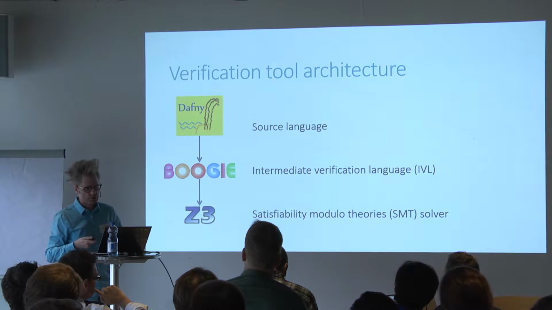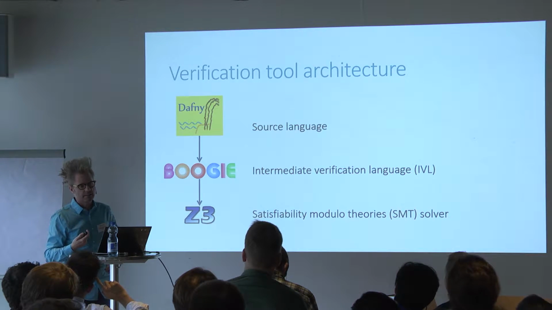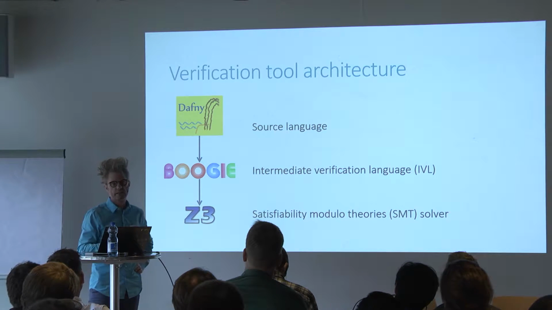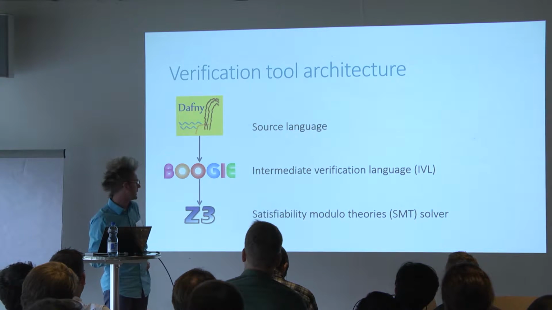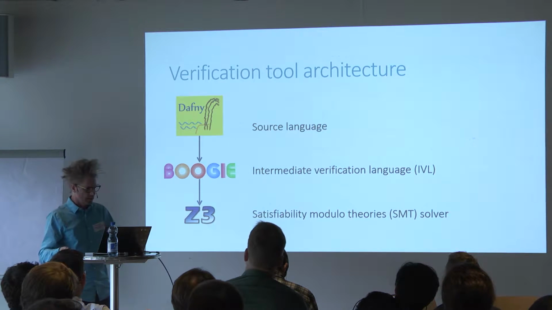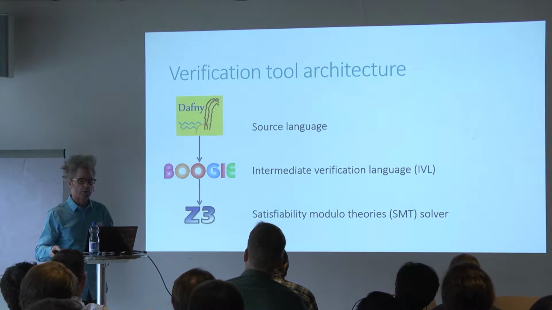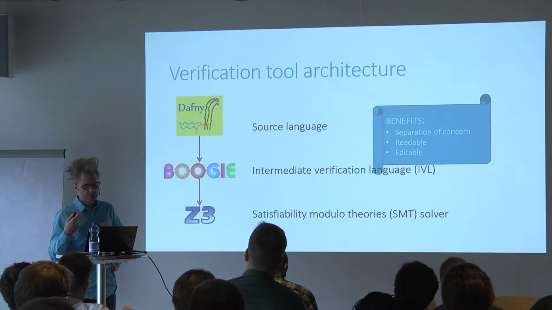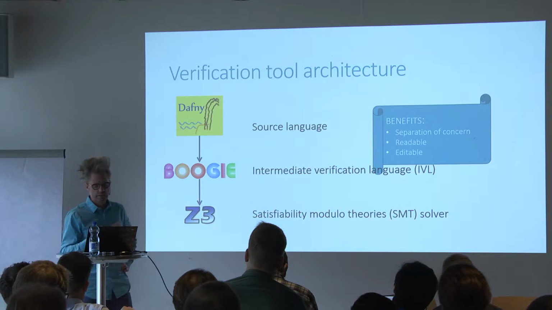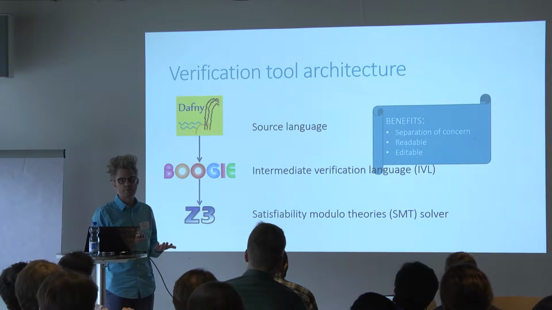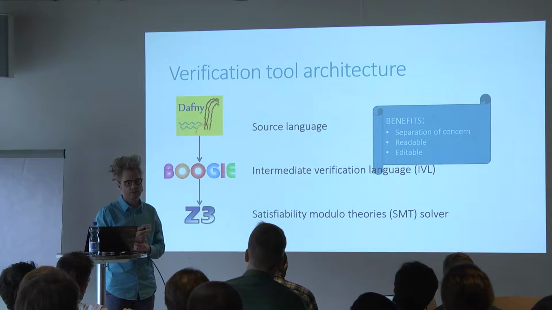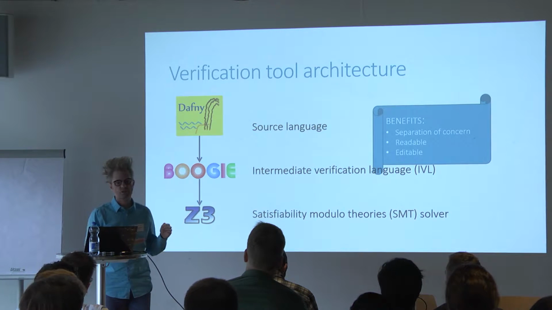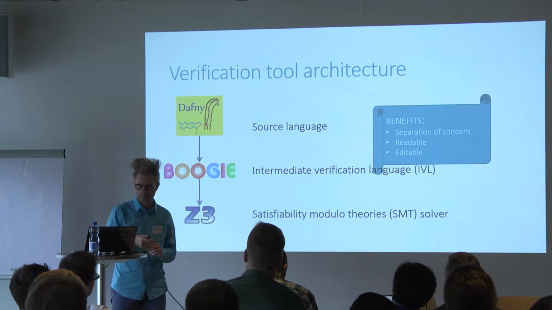So we have the source language. The way that a verifier like Dafny is built up is that you translate it into an intermediate verification language. Peter showed Viper yesterday, and Dafny is using Boogie. That's another one. The advantage of having an intermediate verification language is that you have a separation of concerns, just like you have in software engineering when you write a compiler. The front end of a compiler has different concerns than the back end.